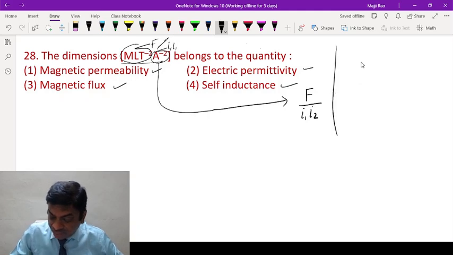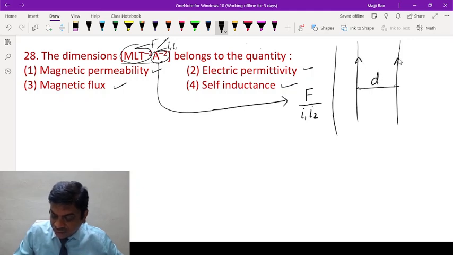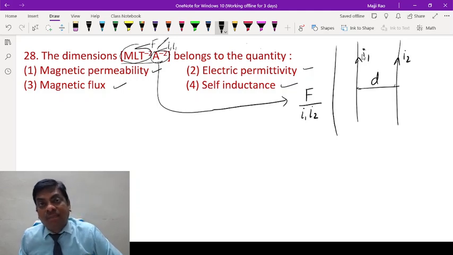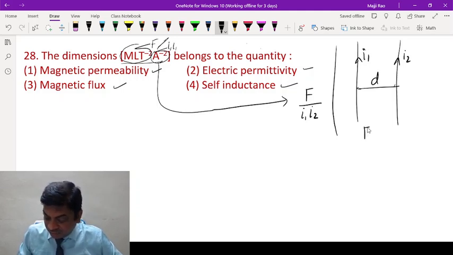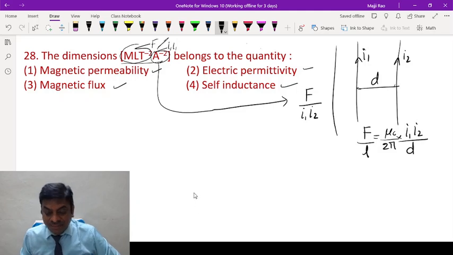If you recall, if you have two long parallel wires separated by a distance d and carrying currents I1 and I2, Ampere's law of parallel currents states that the force per unit length of either wire is equal to mu 0 by 2 pi into I1 I2 upon distance between them.